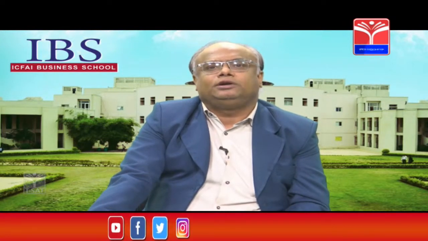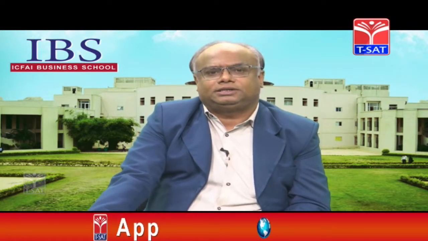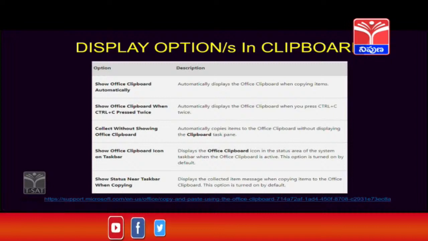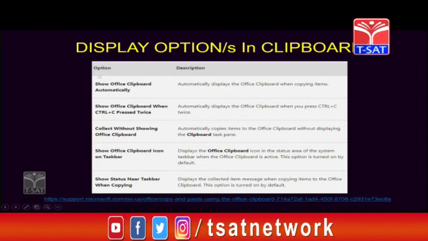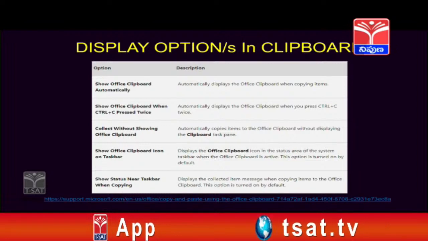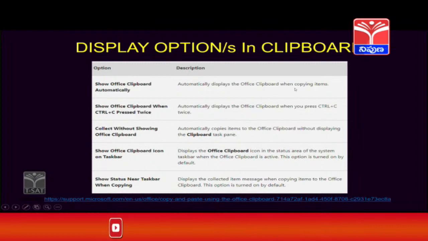So, like I said, if we want to find out how our clipboard is going to look when we are working in any Office software for that matter, we have got some display options. As you can see on your screen, there are typically 5 display options available as part of the clipboard. The first one is show Office clipboard automatically. So, the moment you click on your home tab, your clipboard would be displayed automatically while copying items.